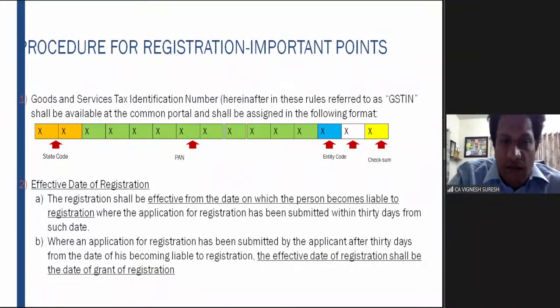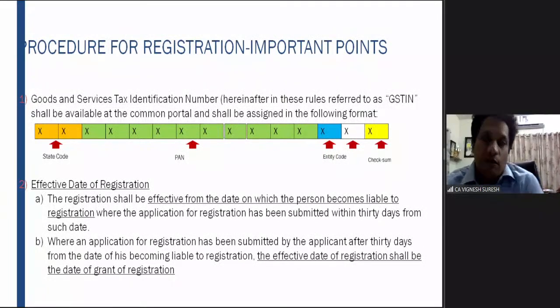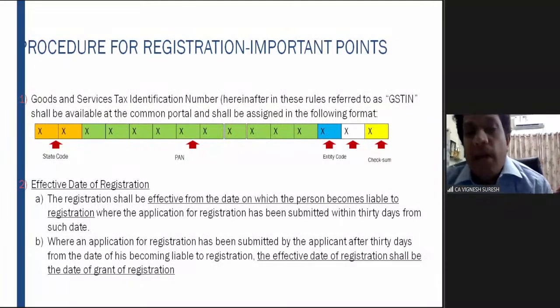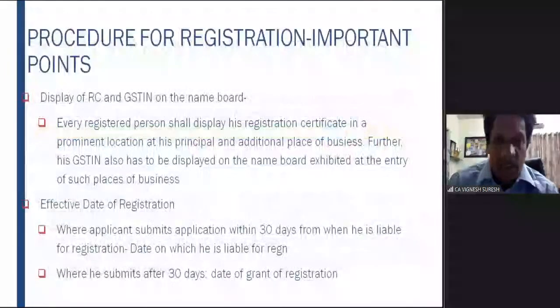Effective date of registration is the date on which the person becomes liable to registration, if the application is made within 30 days, as we already saw. Where it is submitted after 30 days, the effective date shall be the date of grant of registration. So in case of a person who is liable for registration, the effective date will be the date on which he becomes liable, if applied within 30 days. Where the application is submitted only after 30 days, the effective date shall be the date of grant of the GST registration.